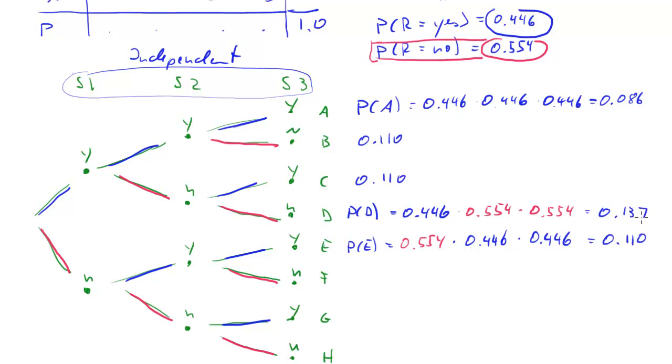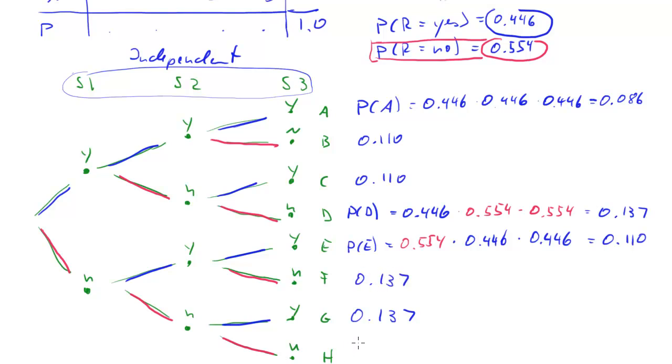0.137, almost 14%. And again, we can just use the same probability for all cases where we have one yes and two no's. One, two no's, one yes. So here as well, 0.137. In fact, this one as well, outcome F. No, yes, no.